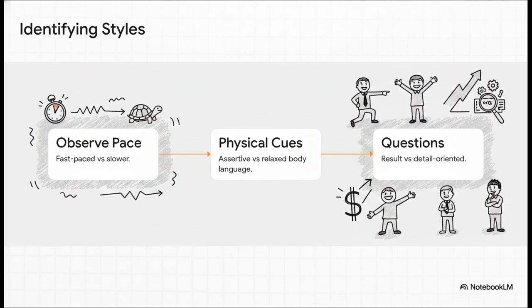Next, read the room, read their physical cues. Assertive gestures? Dominance. Highly expressive body language? Influence. A relaxed posture suggests steadiness, while a more reserved, contained presence is a hallmark of conscientiousness.